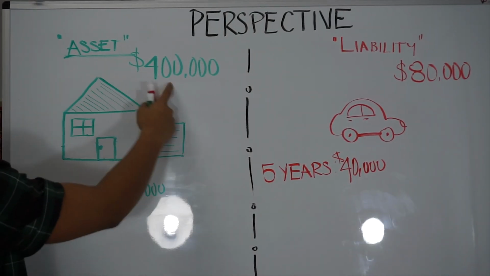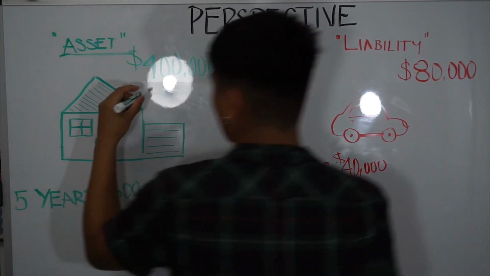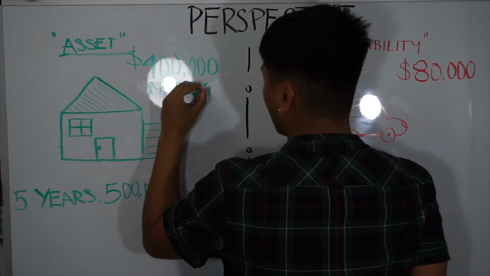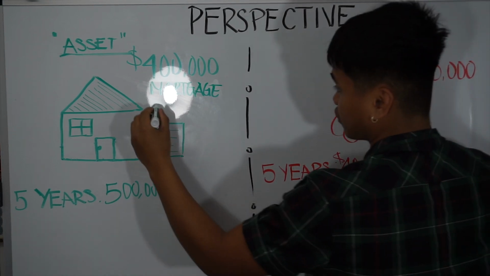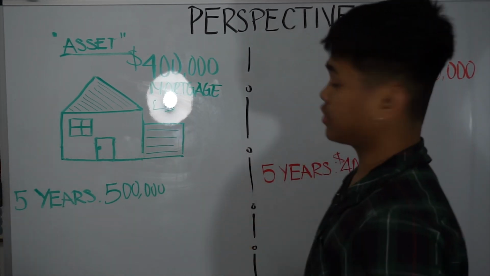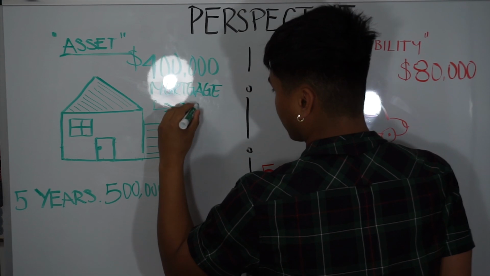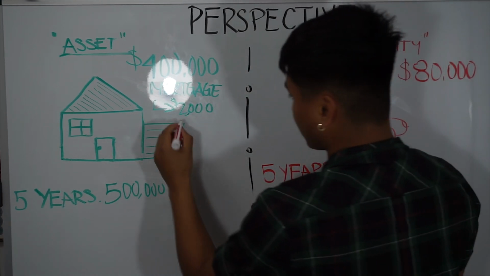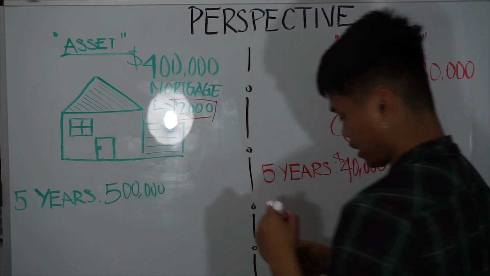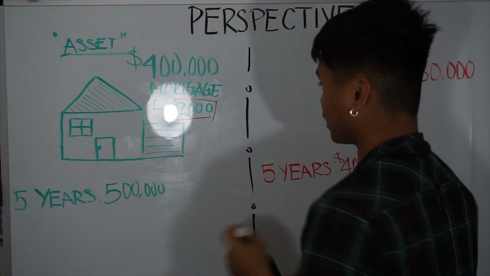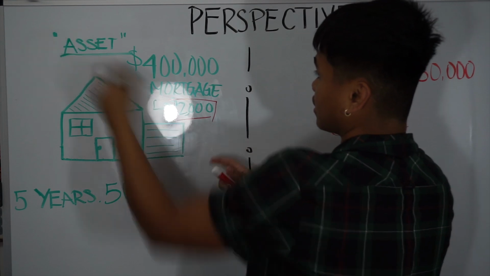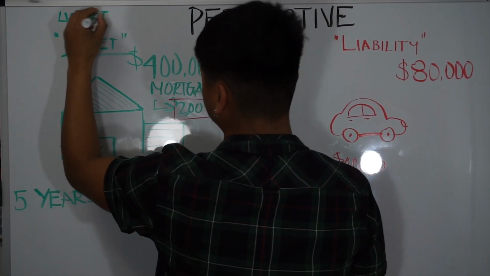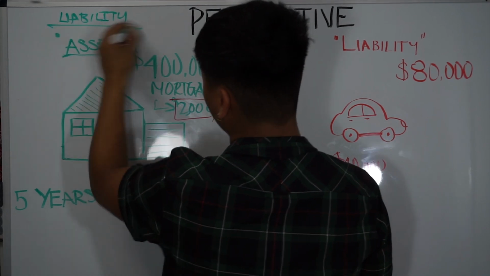If you have a home, you have what's called a mortgage, okay? And that mortgage, you have to make a payment. So let's say your payment is $2,000 a month, okay? That is $2,000 every month out of your pocket, okay? Not to your pocket, out of your pocket. So now this asset is now a liability, okay? This is now a liability.